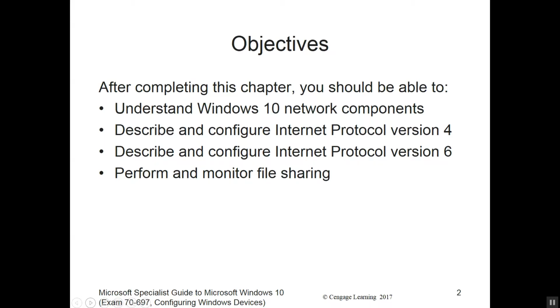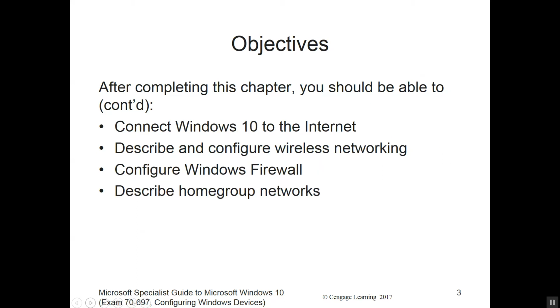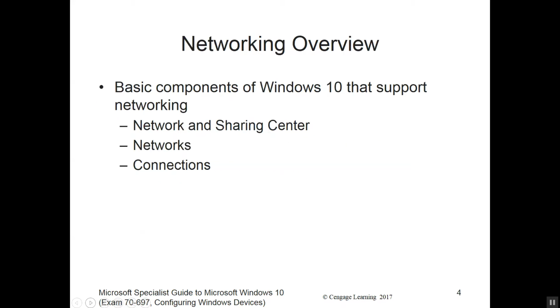So the objectives: we're going to understand Windows 10 network components. We're going to describe and configure IP version 4 and IP version 6, and perform and monitor file sharing. We're going to connect Windows 10 to the internet, describe and configure wireless networking, configure Windows Firewall, and describe Homegroup Networks. Let's talk about networking as a whole.